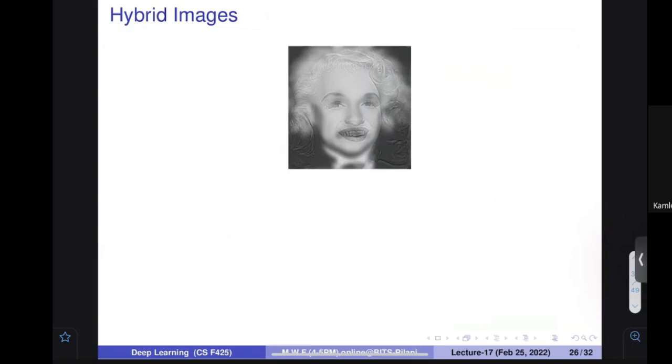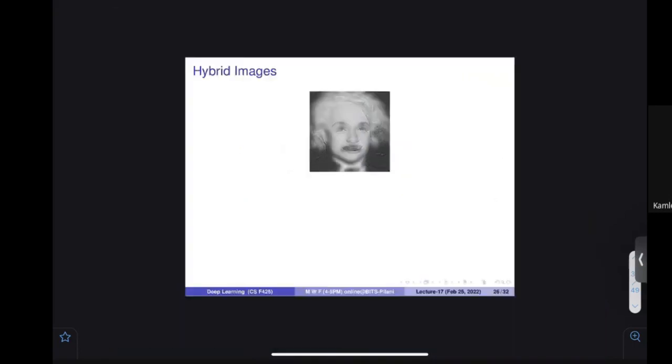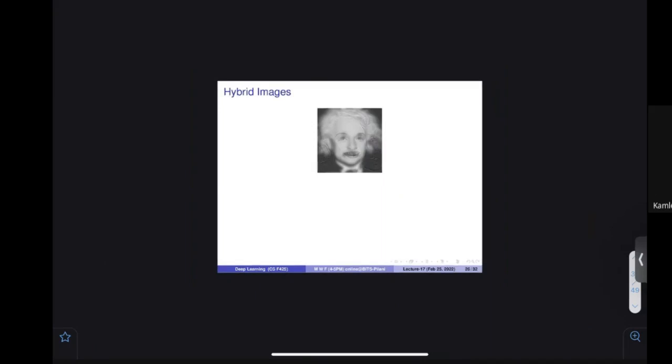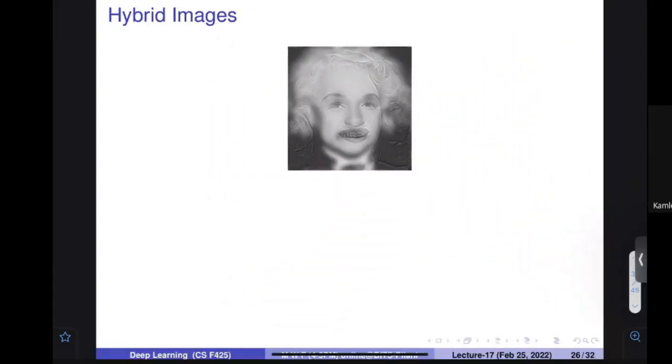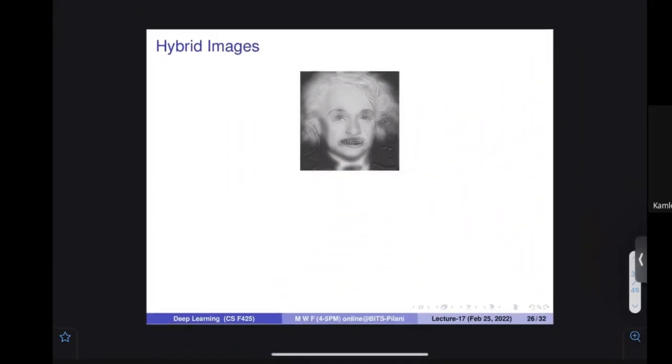Again, a very interesting problem for you. Can you tell me what is inside this particular image? Who is there? Can anybody write the name? Who is he? Einstein. Why are you not looking closely? Who is she? Marilyn Monroe. Have you seen this image? Once again, can you see this? She is Marilyn Monroe. My God, what is happening over here?